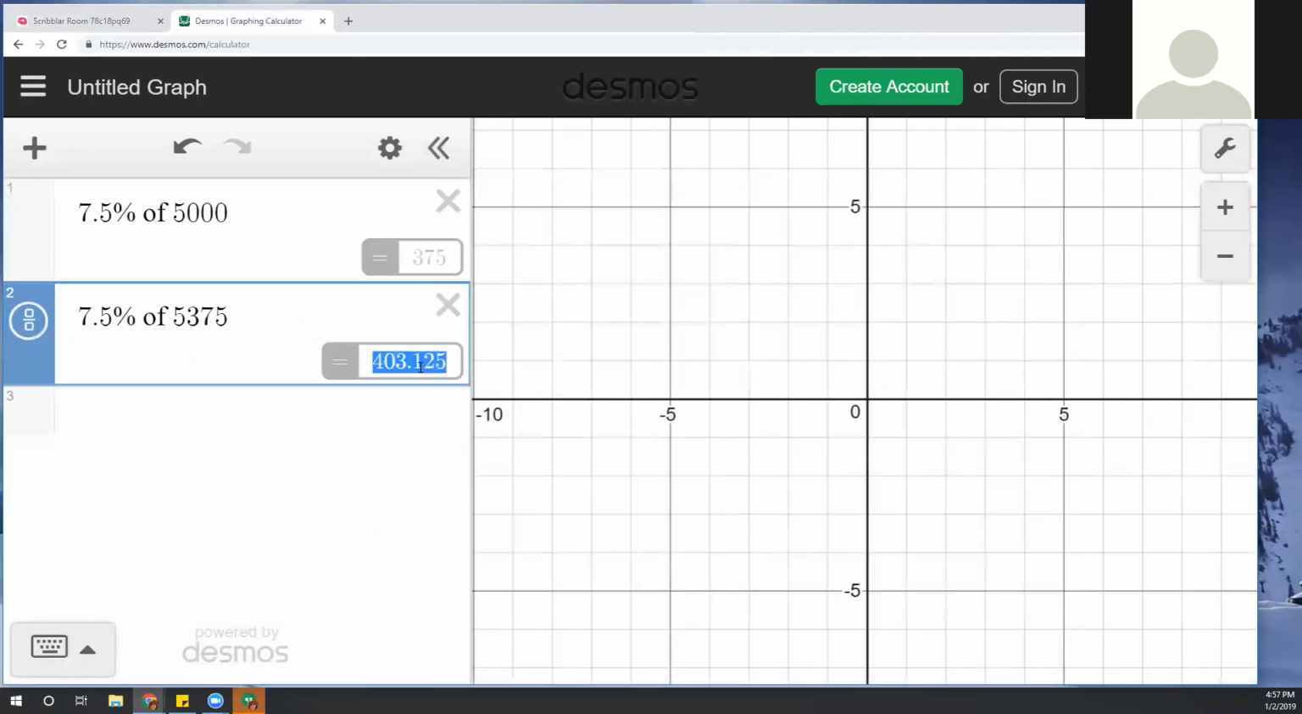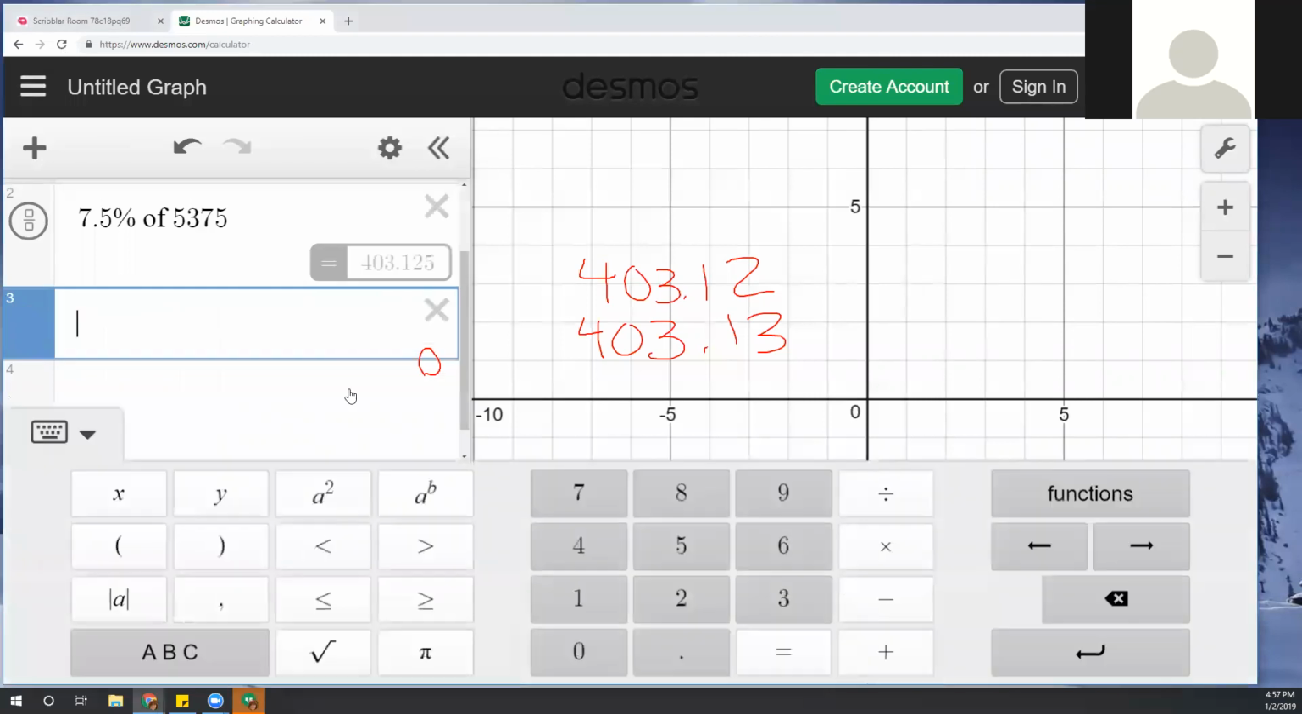We get 403.125. Is that going to round up or is it going to stay the same? Should we use 403.12 or 403.13? So it's either going to stay a 2 or go up to a 3. 0.13. Good. The 5 next to it rounds it up. So 403.13, and then we add the two numbers.